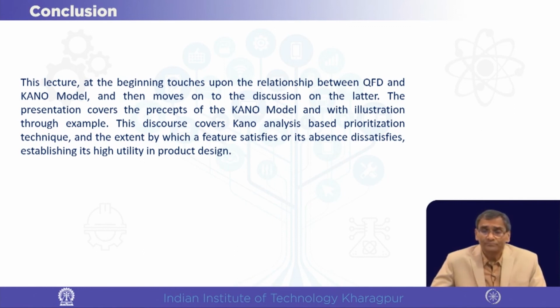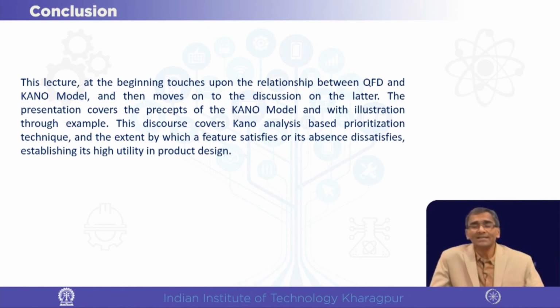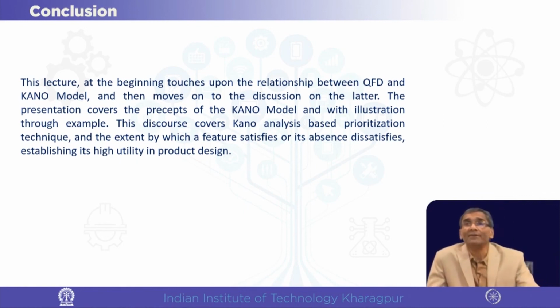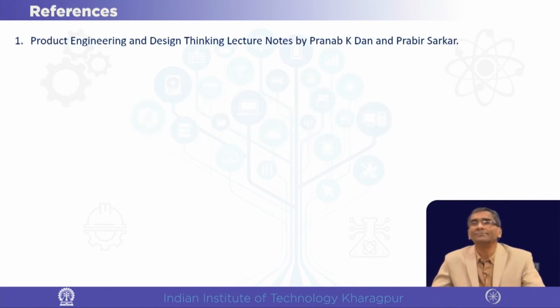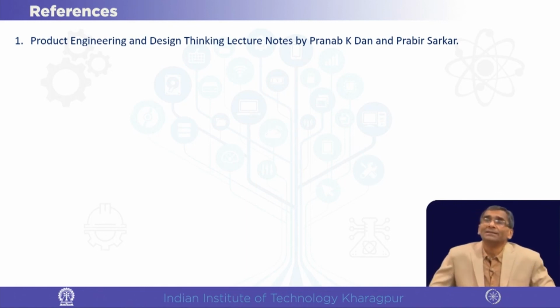So, this discourse talks about feature prioritization. It covers Kano analysis as a prioritization technique, and the extent to which a feature satisfies or its absence dissatisfies, establishing its high utility in product design. This is the takeaway from this session, and the study can be done from the discussion notes. I am sure that you have benefited and can use this model usefully and effectively in your actual workplace.